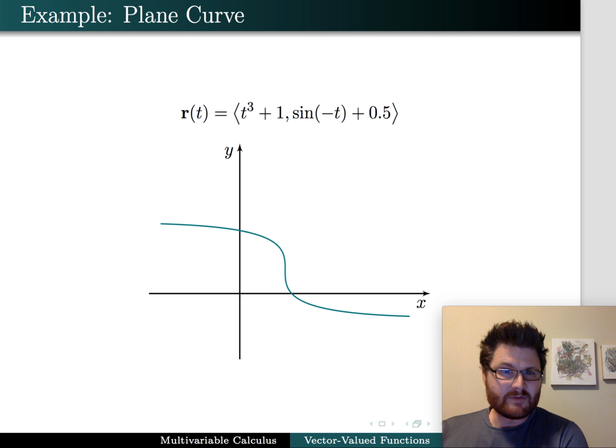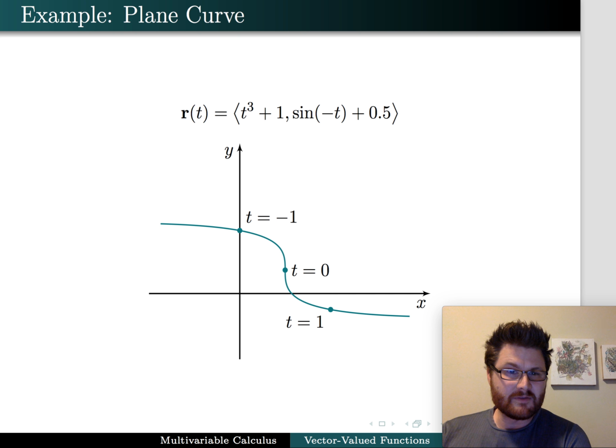So here's an example of a plane curve that's not linear in rectangular coordinates, with the x-coordinate given by our parameter t cubed plus 1 and the y-coordinate given by sine of negative t plus 1/2. We see this curve. And if we look at some different values of t, we show that those are identified with specific points on this curve.